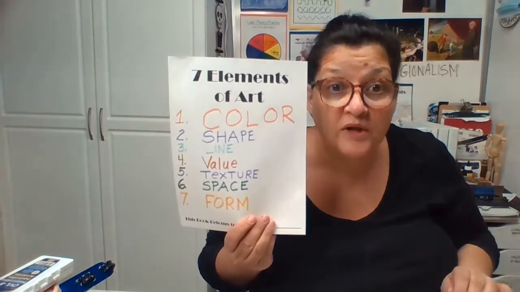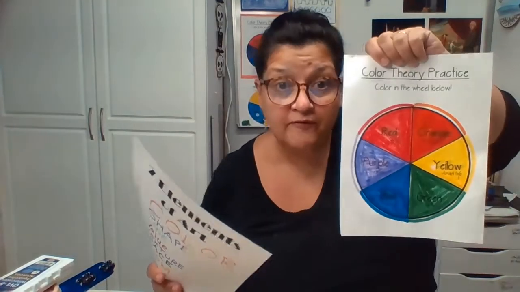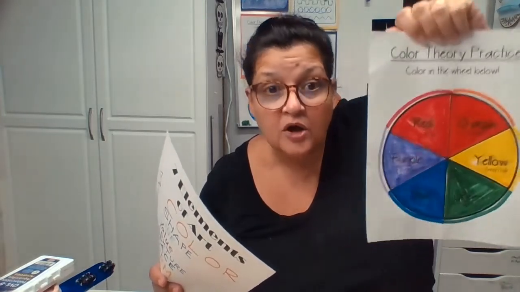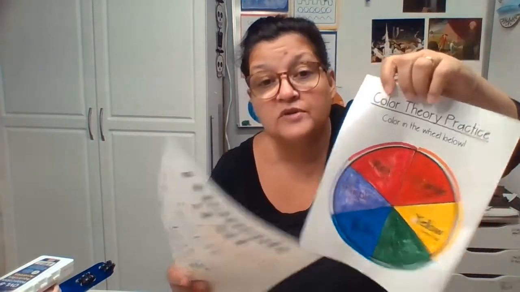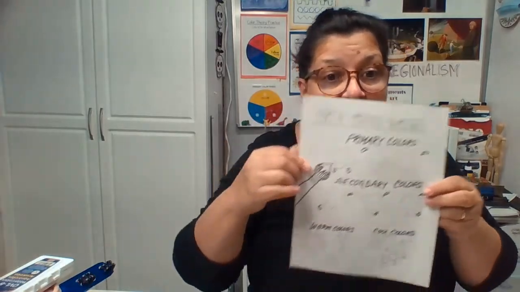I don't know why. Okay, so now you have a cover page which tells you what the 7 elements of art are. And now you have your first page of color and the color wheel. So that's going to go right behind the cover of your book. And we have one more page for today. It's part of the color wheel.